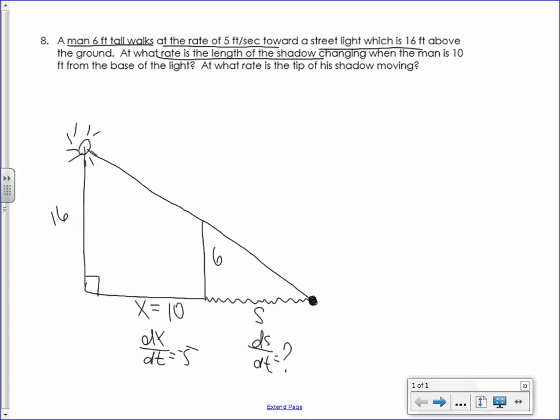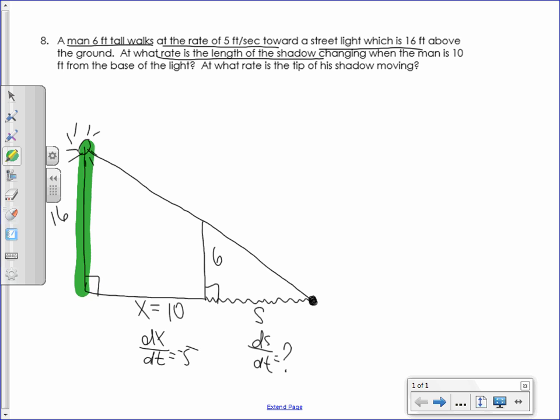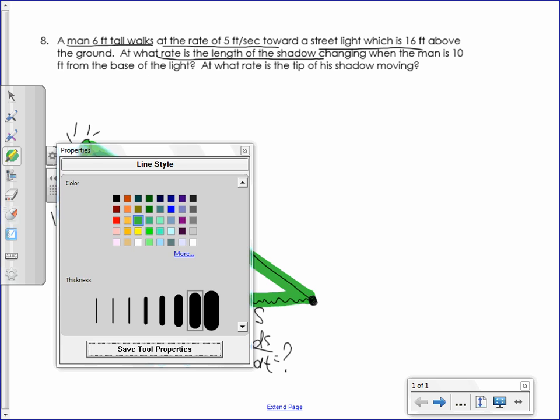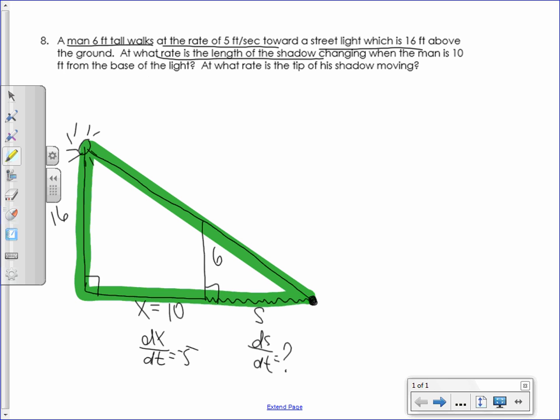Okay, so we got a lot of info. Oh, here's my perfect right angle. Now hopefully what we see is that I have this big right triangle here. But I also have this baby right triangle here. And not only are they both right triangles, but they both share this angle right here. So by the angle postulate, we have two similar triangles right now. And for similar triangles, we can always set up a proportion. So let's do that.